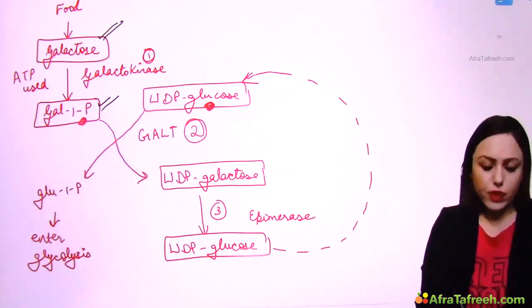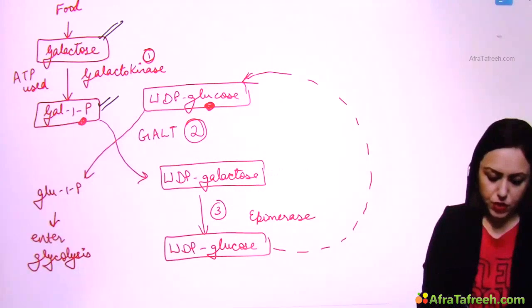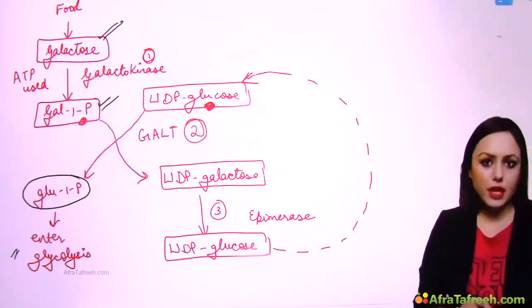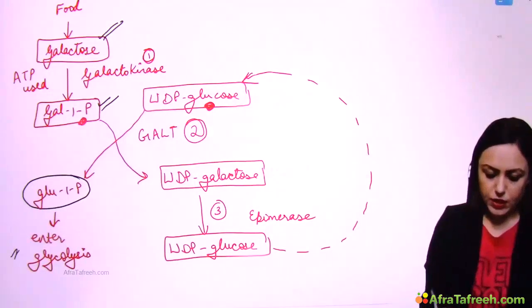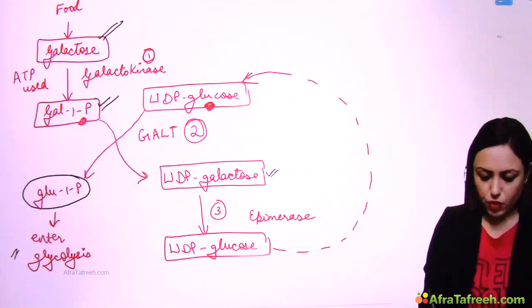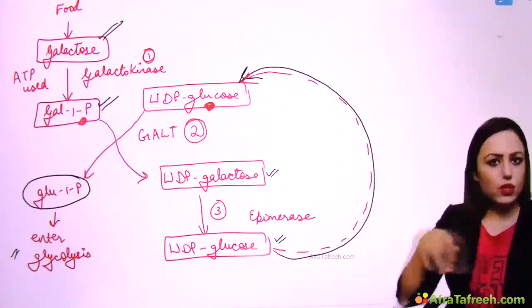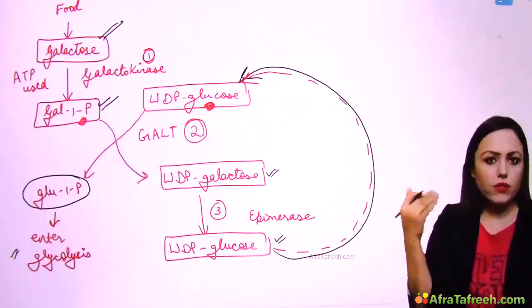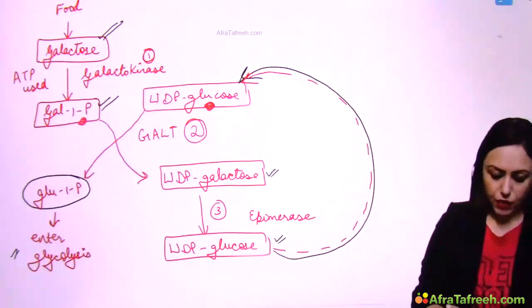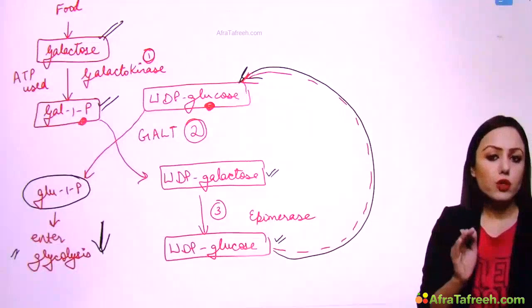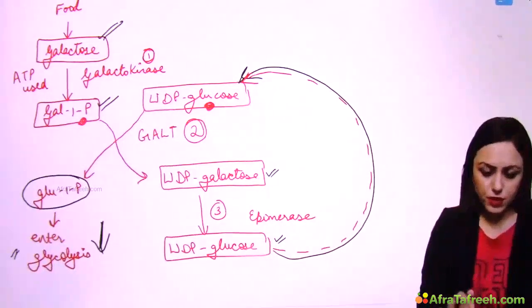Then galactose 1-phosphate is converted to glucose 1-phosphate, which enters glycolysis. See, this UDP galactose which is formed will make UDP glucose, which will be circulating in this route only. Okay, so we are not considering that. We have to consider the glycolysis route for talking about energetics here, right?